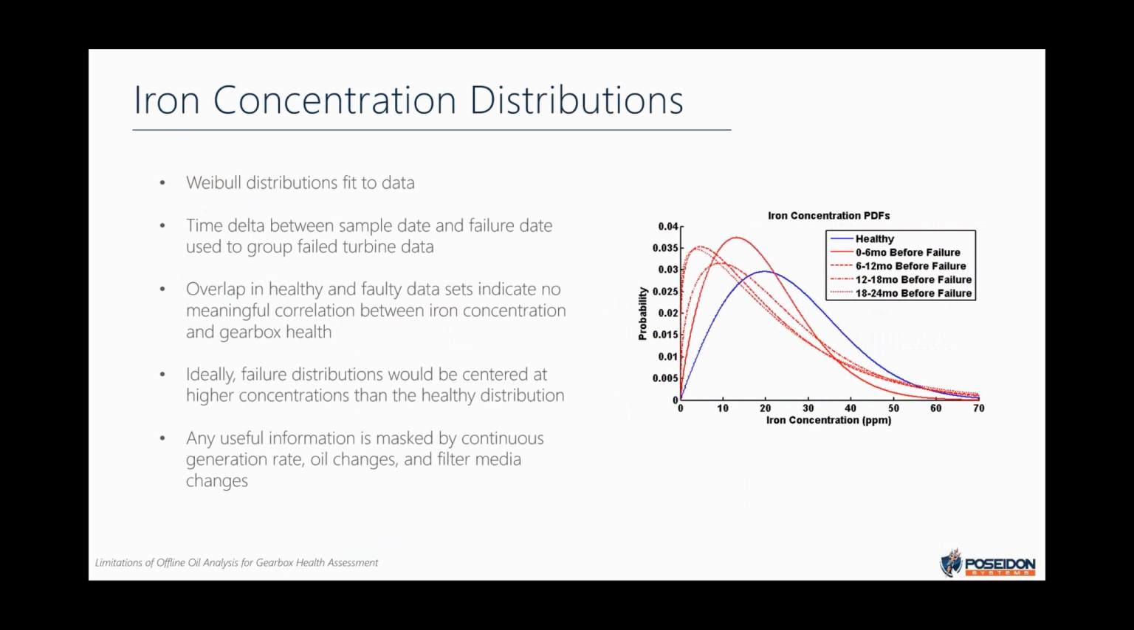The overlapping areas here indicate that it would be nearly impossible to set a warning or alarm limit that would correctly differentiate a healthy turbine from a turbine that was about to fail based on the data that we collected for these 137 turbines.